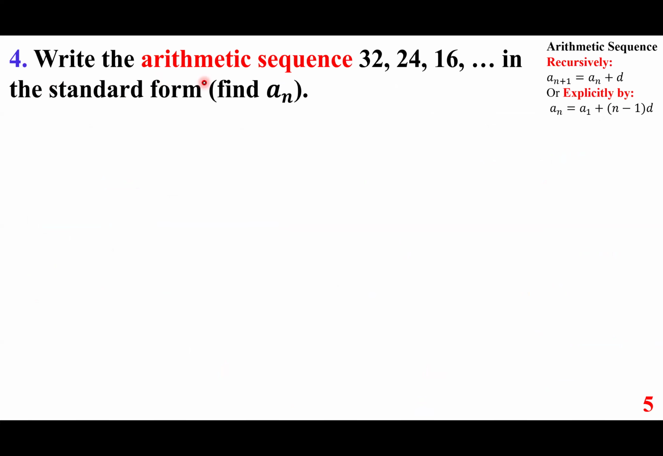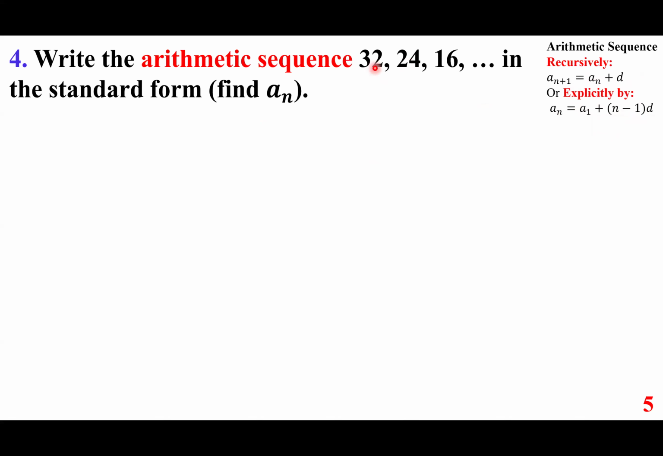Write the arithmetic sequence 32, 24, 16, and so on, in standard form. That simply means find a sub n. And I want to remind you, an arithmetic sequence is a sub n plus 1 equals a sub n plus d. And explicitly in this format, this is what we are looking for: a sub n is a sub 1 plus n minus 1 times d. So the very first thing we're going to write down is a sub 1 is 32.